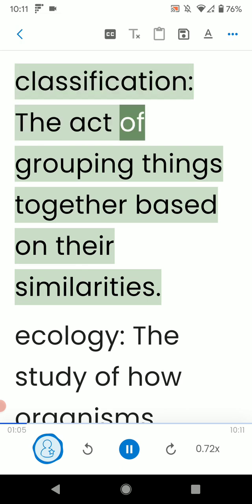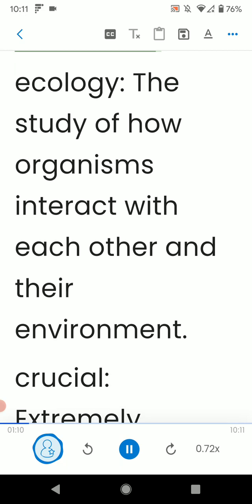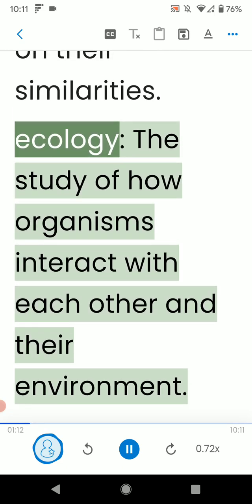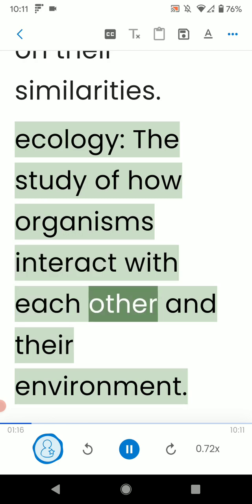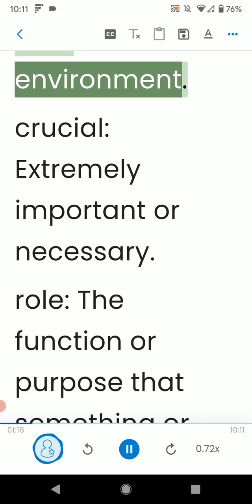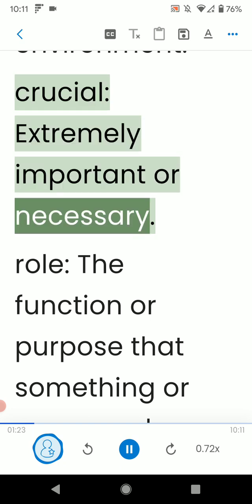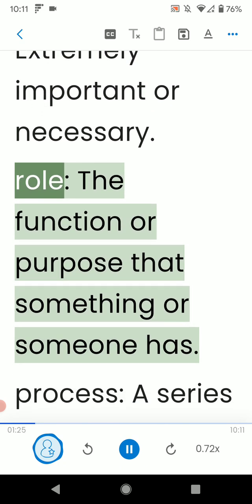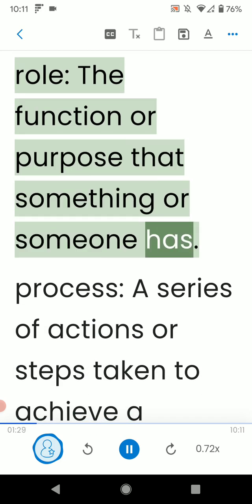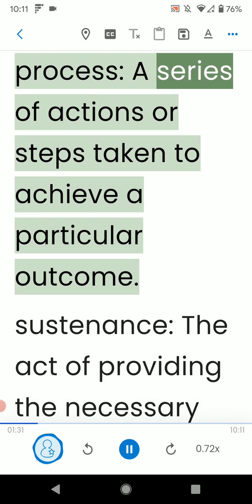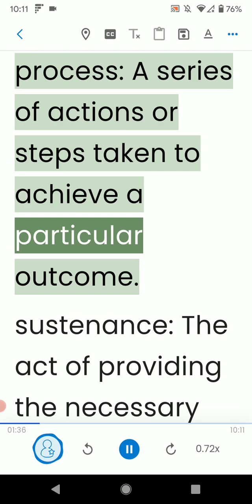Classification, the act of grouping things together based on their similarities. Ecology, the study of how organisms interact with each other and their environment. Crucial, extremely important or necessary. Role, the function or purpose that something or someone has. Process, a series of actions or steps taken to achieve a particular outcome.